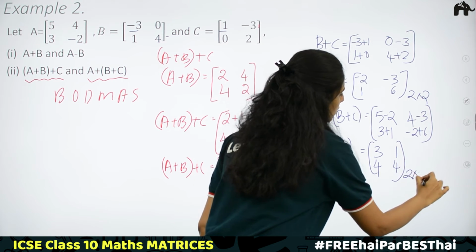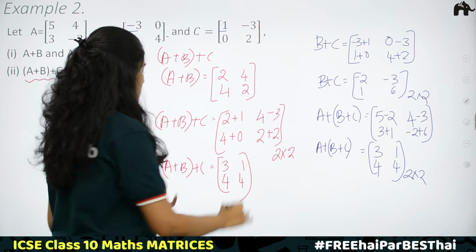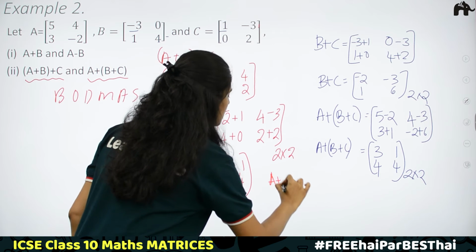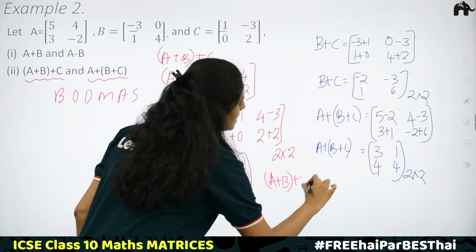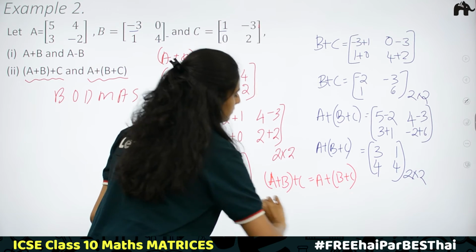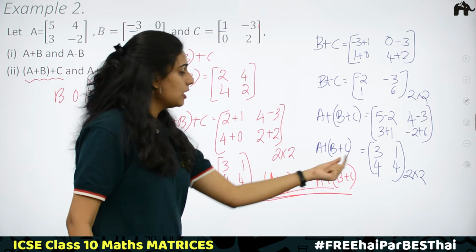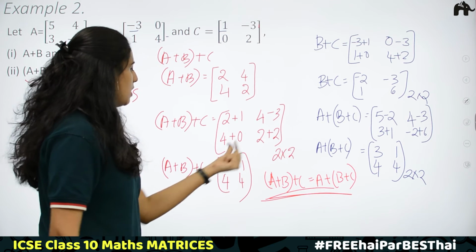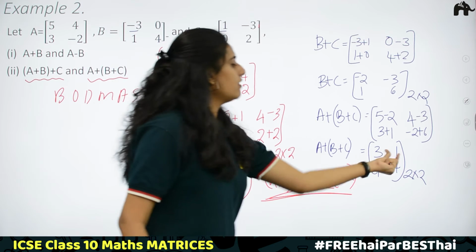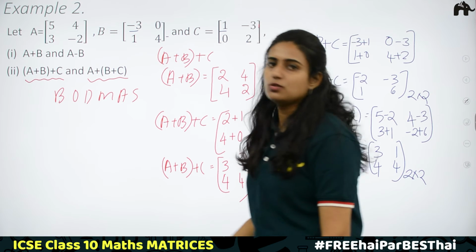This is again a 2 by 2 matrix. Now check these two matrices. The elements are the same, which means we have (A + B) + C is equal to A + (B + C). We got the same elements: 3, 1, 4, 4, 3, 1, 4, 4. Clear? Because we are doing addition, there is no difference to come.